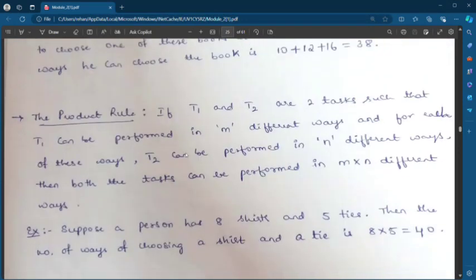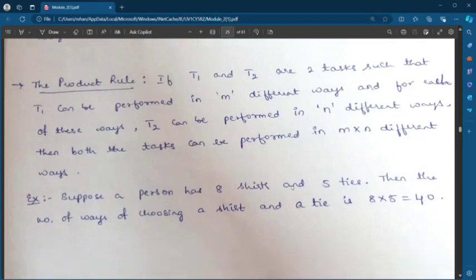Understood? Then the product rule says, if T1 and T2 are two tasks such that T1 can be performed in m ways and T2 in n ways, then both the tasks can be performed in m into n different ways. Suppose a person has 8 shirts and 5 ties, then the number of ways of choosing a shirt and a tie is 8 into 5.